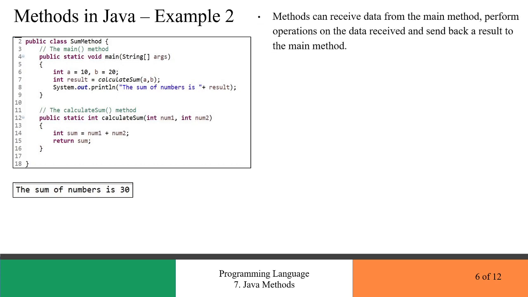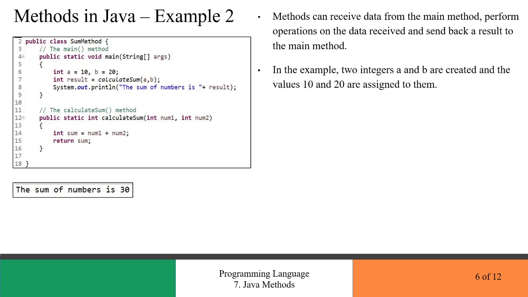Methods can also receive data from the main method, perform operations on the data received, and send back a result to the main method. This is one such example wherein we are receiving two values from the main method and sending back a value to the main method.